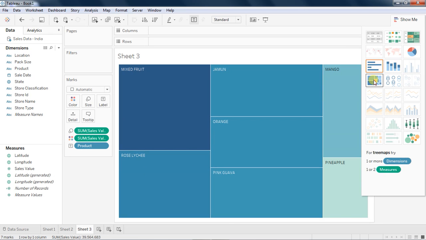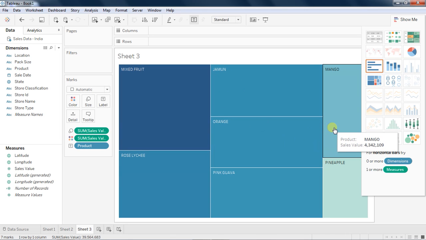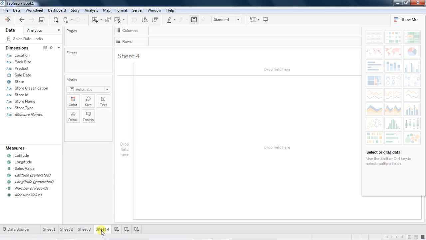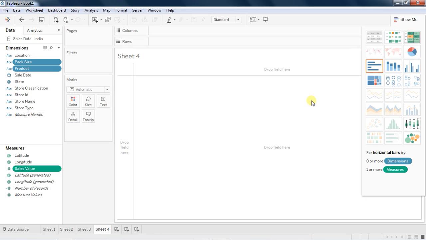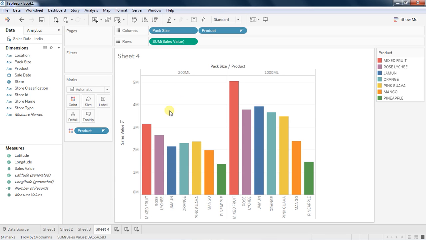Okay, I can use a tree map. So here also the size represents the sales. Now let's actually look into what is the most suitable thing. If I take product and pack size and then do a sorting, now here one can clearly identify that mixed fruit is the top selling product among both the 200 ml and 1000 ml, which is very clearly identifiable. So as you can see, there are many fancy types of charts, but after all, bars come in pretty handy.